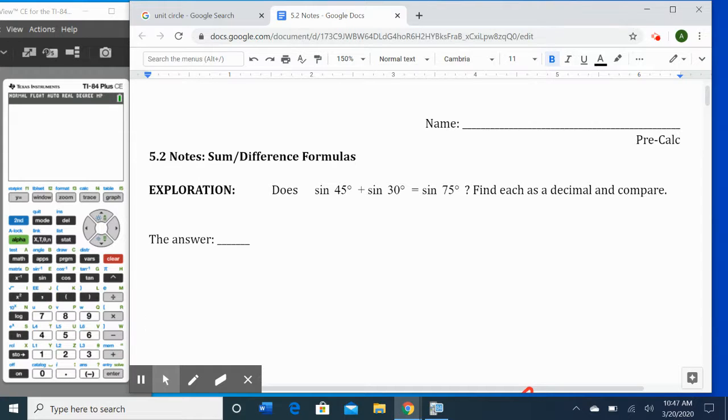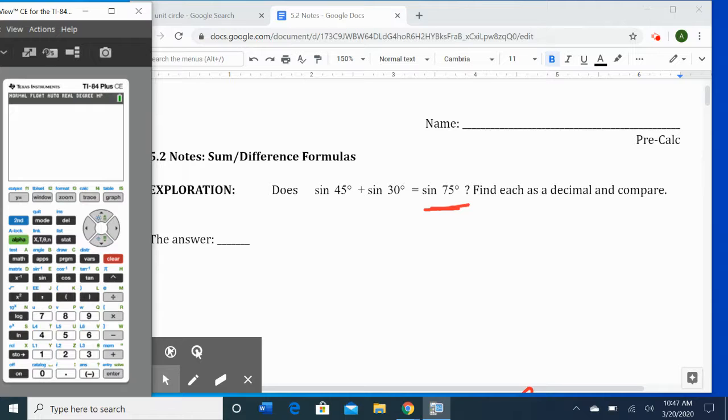So the first thing we're going to do is explore sum and difference. That just means I want to be able to find something like the sine of 75. So is it just as simple as taking the sine of 45 and adding the sine of 30? Well, let's see. When I take the sine of 45 and add the sine of 30, I get 1.207. And when I take the sine of 75, I don't get that.